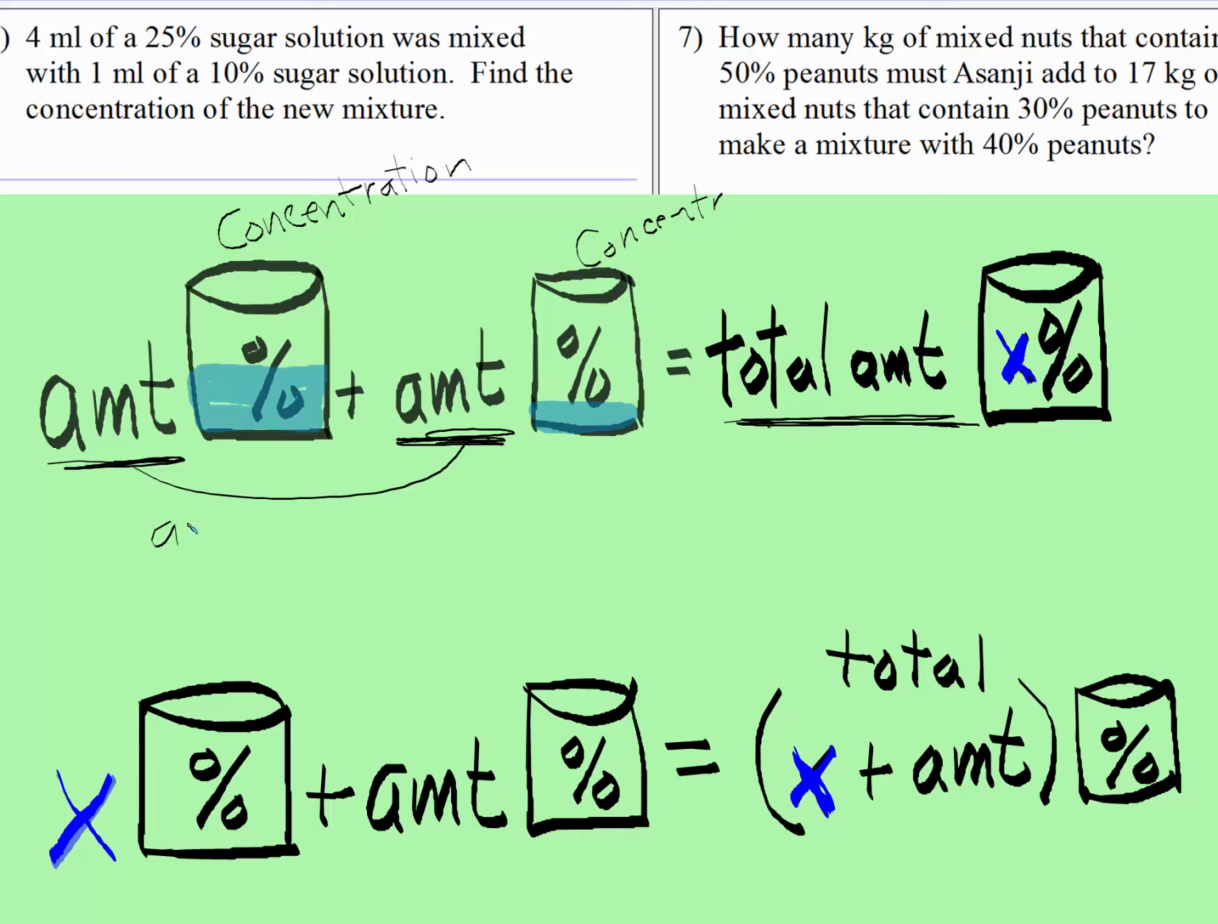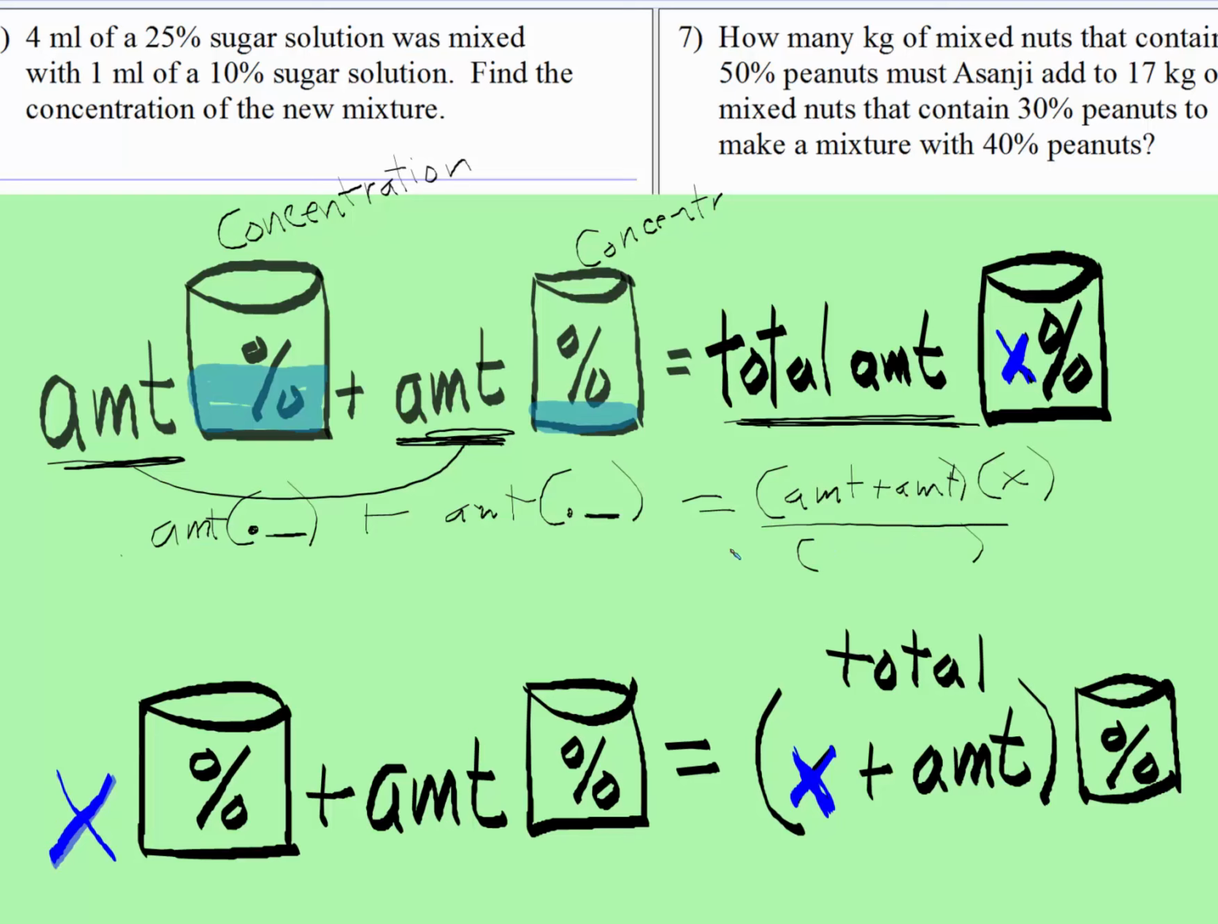So it's the amount times the concentration in decimals plus the amount times the concentration in decimals is equal to the two amounts added together. And we don't know what the new concentration is. So this is just basic math. The very last step, you're going to divide the sum of those two things by the total amount.